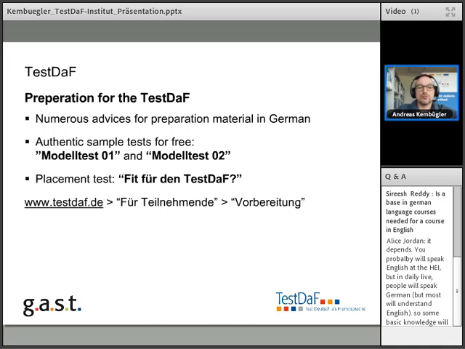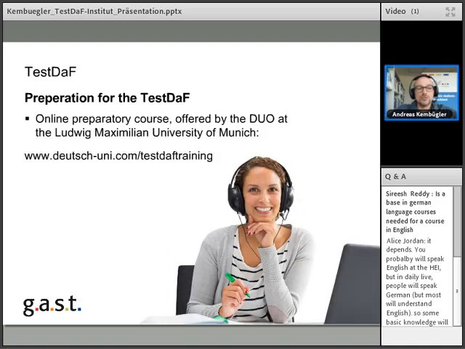There are books offered by the Huber Verlag or by the Klett Verlag, which you can use to prepare for the test. Another option is to take a preparation course for the TestDaf. The Max Müller Bhavans, they offer language courses or preparation courses for the TestDaf.